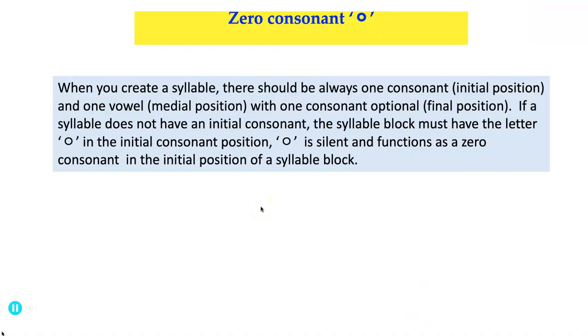Okay, a zero consonant, this open circle. When you create a syllable, there should always be one consonant, which will usually occur in the initial position, and one vowel in the medial position, with one consonant optional in the final position. That's optional. So if a syllable does not have any initial consonant, the syllable block must have this open circle in the initial consonant position. And this open circle is silent, it doesn't have any sound quality, and functions as a zero consonant in the initial position of a syllable block. So just an empty filler.